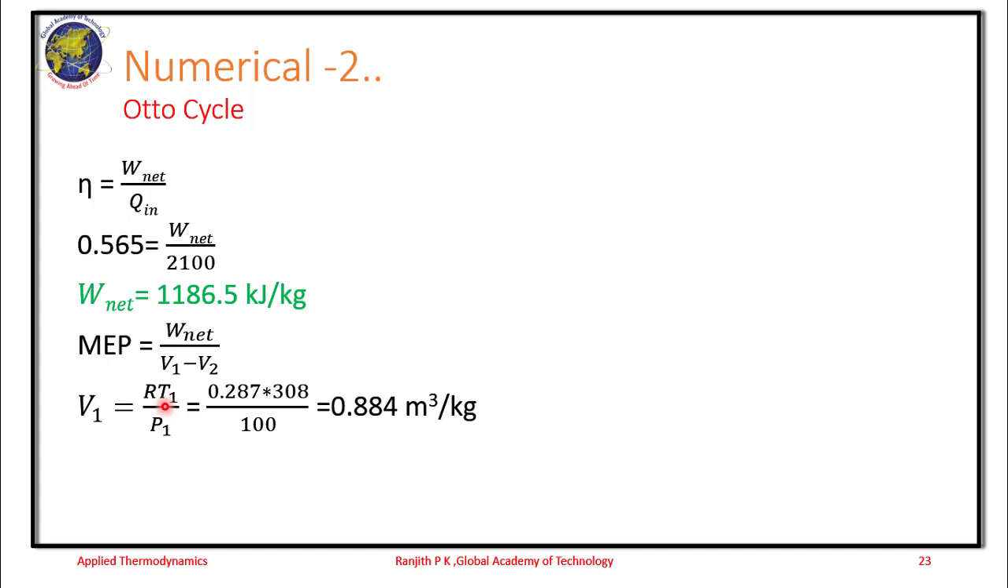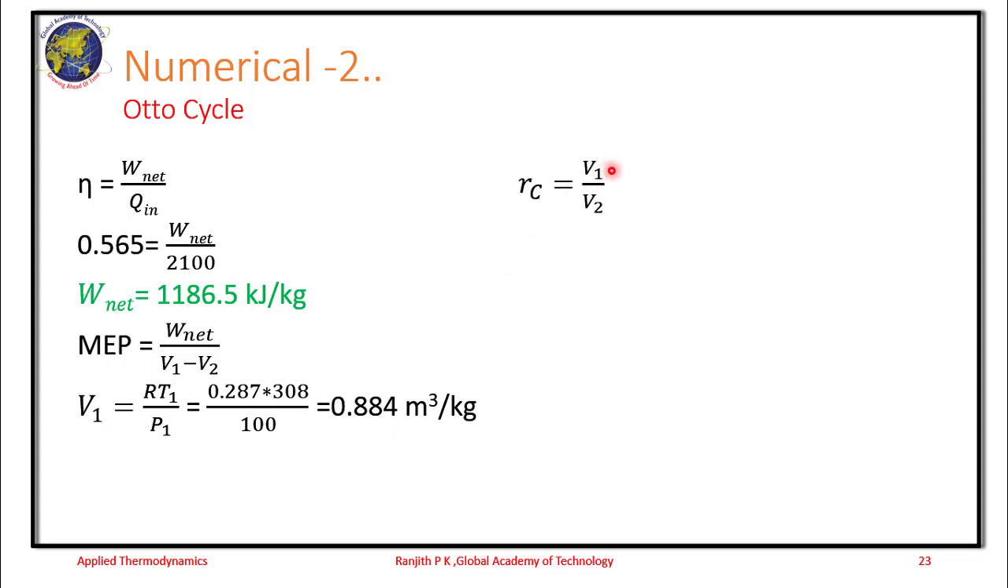M is taken as 1 kg, or on a kilo mass basis. So V1 equals R T1 by P1. It should be noted that for this expression, only P has to be in kilonewton per meter square. I repeat, P has to be in kilonewton per meter square only and R in kilojoules per kg Kelvin. So we end up getting V1 as 0.884 meter cube per kg.